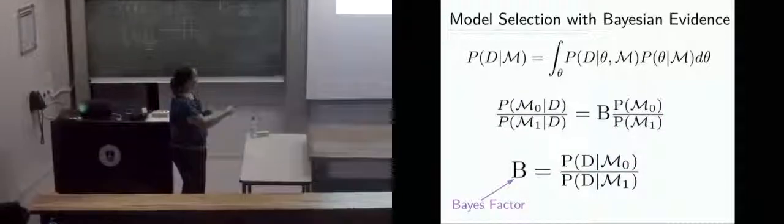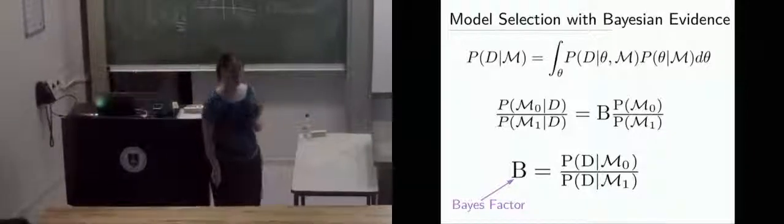So the Bayes factor you just get by computing the evidence for the first model and then computing the evidence for the second model and taking the ratio.